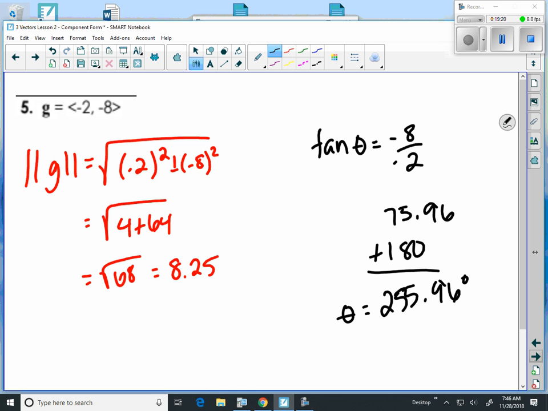I want you to try number 6 on your own. Give number 6 a shot on your own. You have to decide which quadrant you're in on that one. There's my hint.